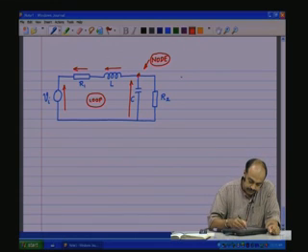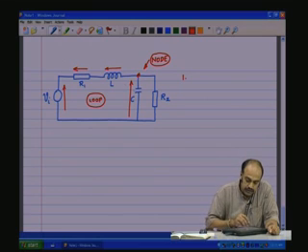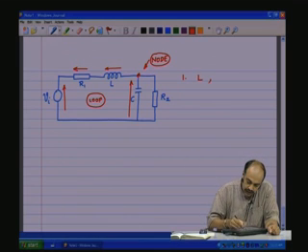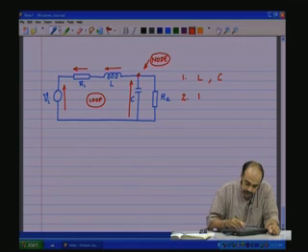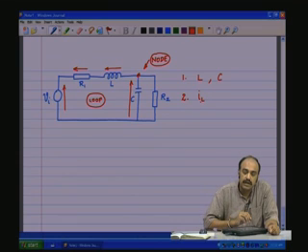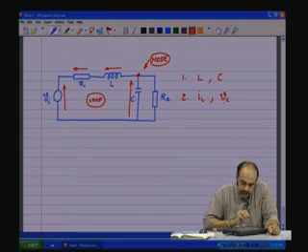Now, step 1, identify the energy storage elements. In this circuit, there are two energy storage elements. There is an L and a C. So, we have L and C. Second step, identify the state variables associated with these energy storage elements. So, for L, we shall call it as IL. The current through the inductor is a state variable, and for C, we shall call it as Vc. The voltage across C is a state variable.